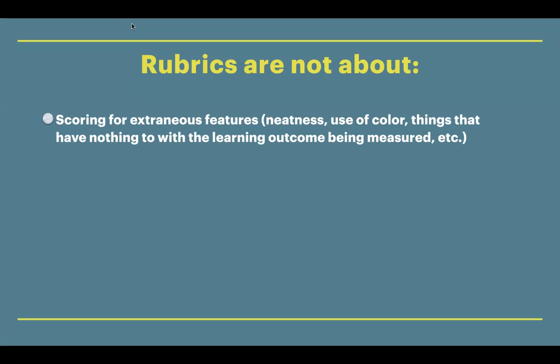Rubrics are also not about scoring for extraneous features like neatness and use of color and things that have nothing to do with the learning outcome being measured. That you give them points for things that have nothing to do with what you covered in this particular unit or topic or chapter, or however you break up your course. Don't include items in your rubric that are extras. That's not the purpose of the rubric. The rubric should be very clear beforehand to give your students your expectation of what you're looking for in this assignment.